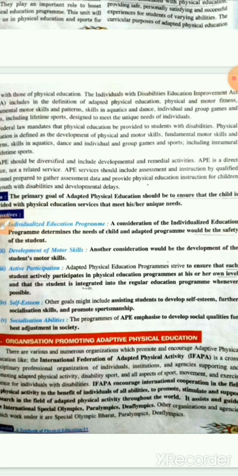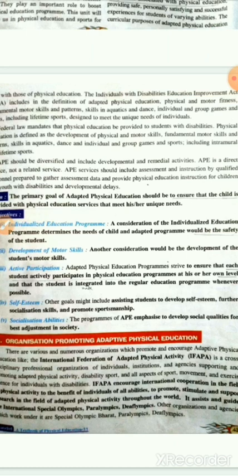Next is socialization ability. The program of adaptive physical education emphasizes developing social quality for best adjustment in society. It also helps to develop social quality of the disabled person so that he can adjust in the society and live happily in the society. Develop social ability for disabled.